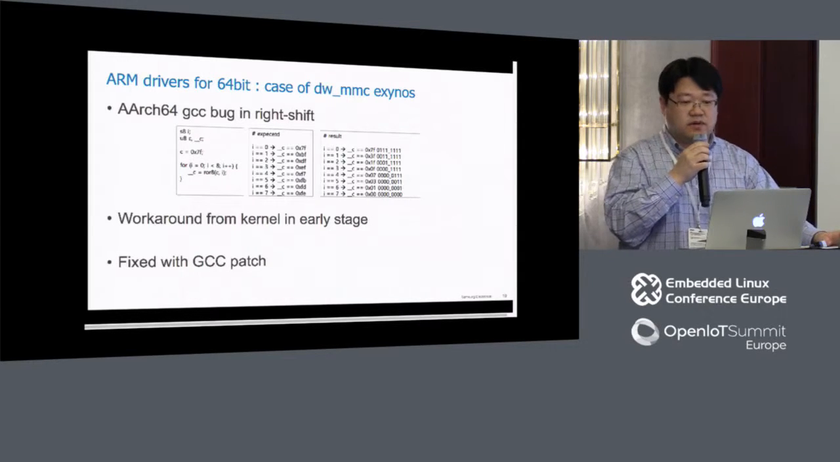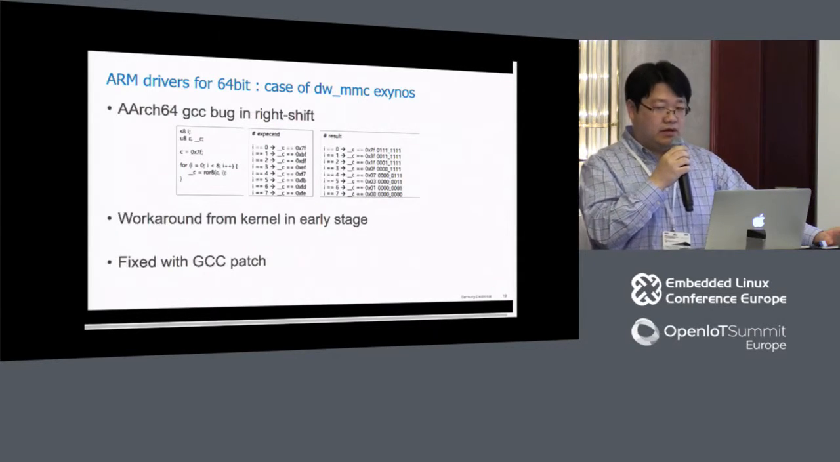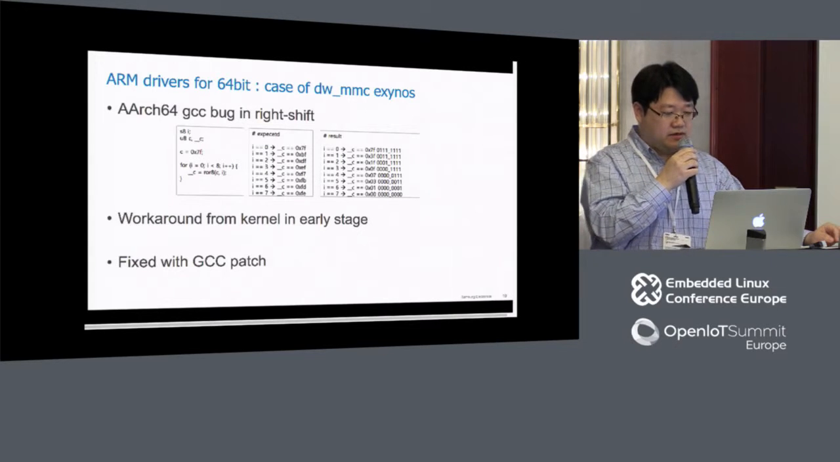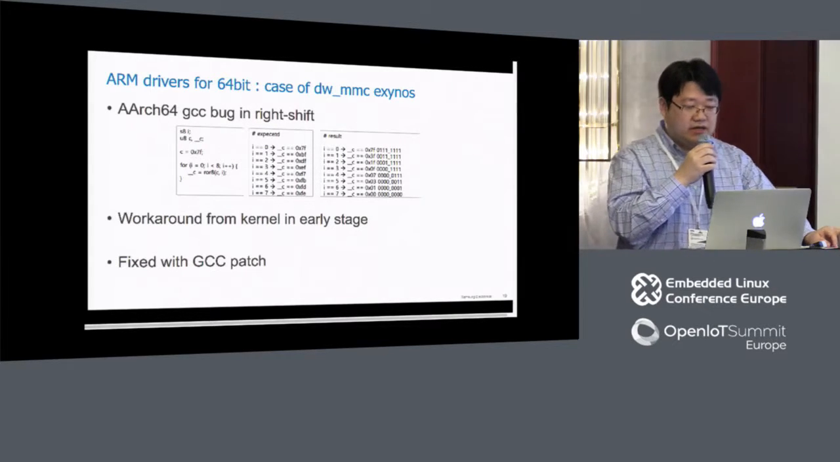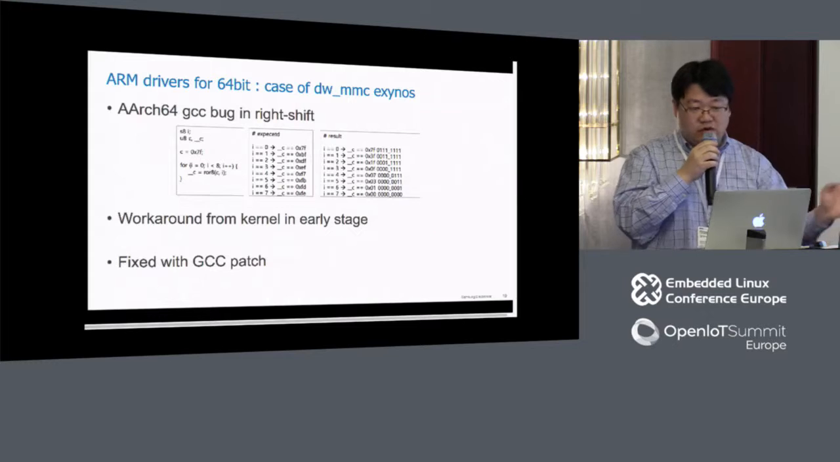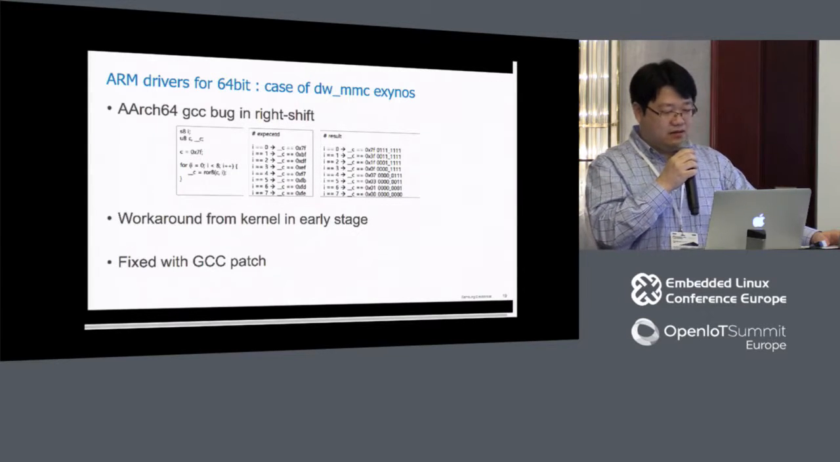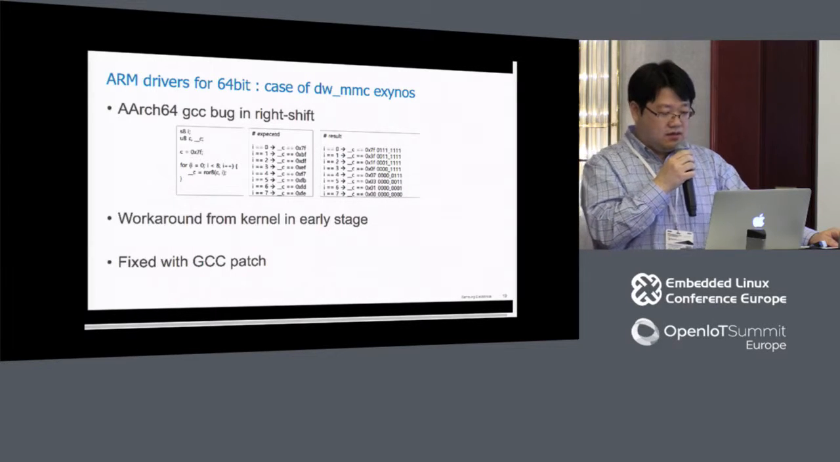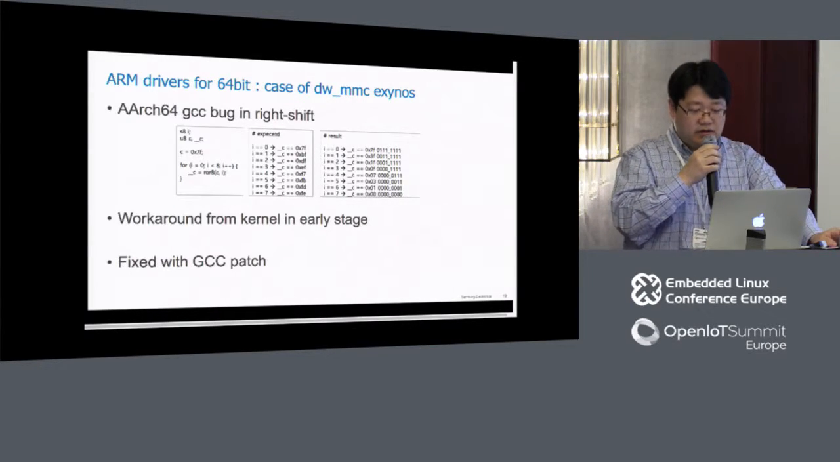In the early stage of ARM64, there was some GCC bug in right shift. So in the for loop with the right rotation, the result was not the same as our expectation. So we needed to fix it on the kernel side with some workaround code. But I have checked these days, and fortunately, it is already fixed on the GCC side.